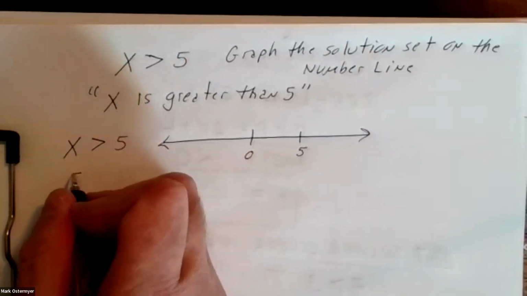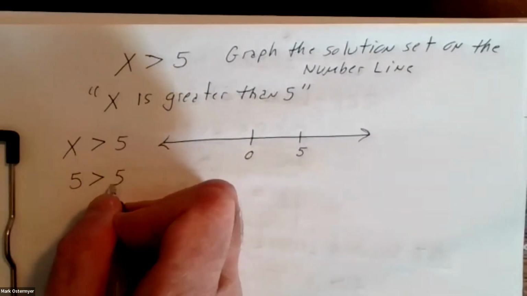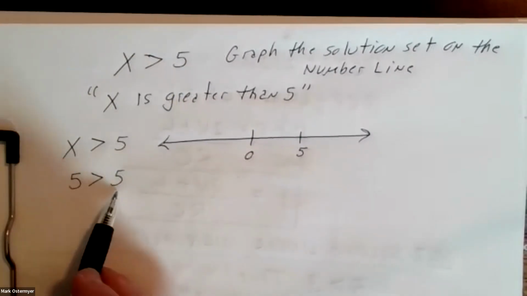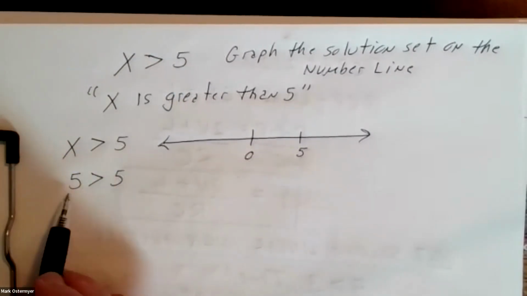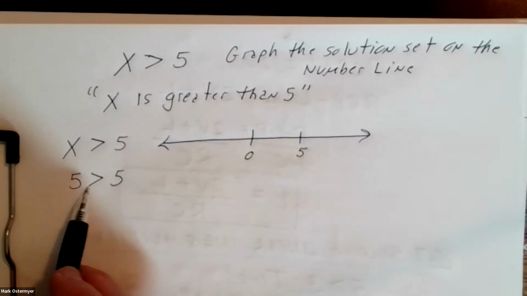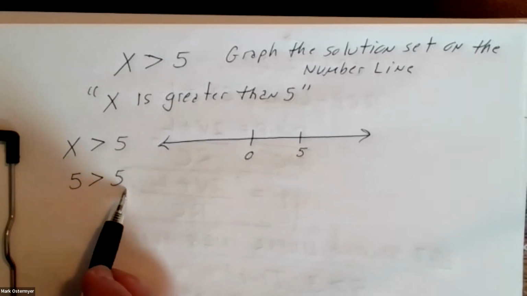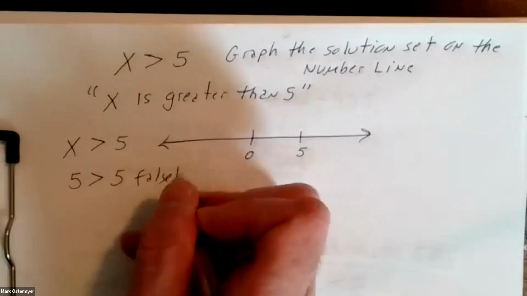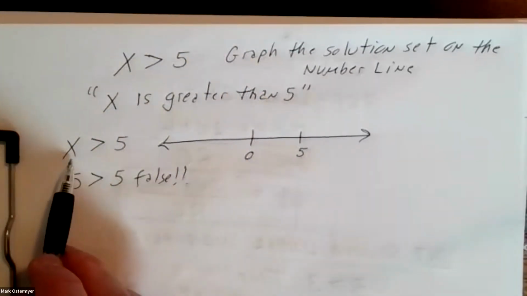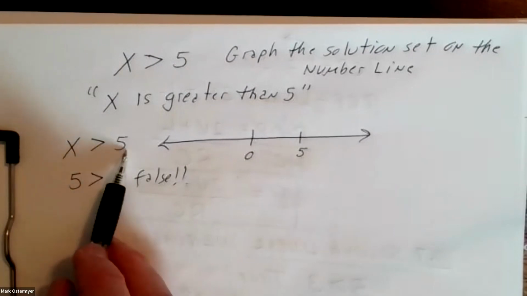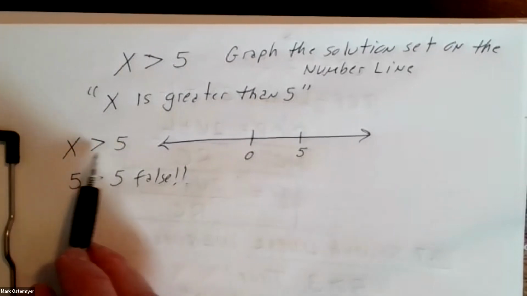If you replaced x with 5, is this a true or false statement? True or false? Is it true to say 5 is greater than itself? No, it's not. This is a false statement. So I've got a question for you. Is 5 itself to be included in the solution set to this inequality? Do we include 5?